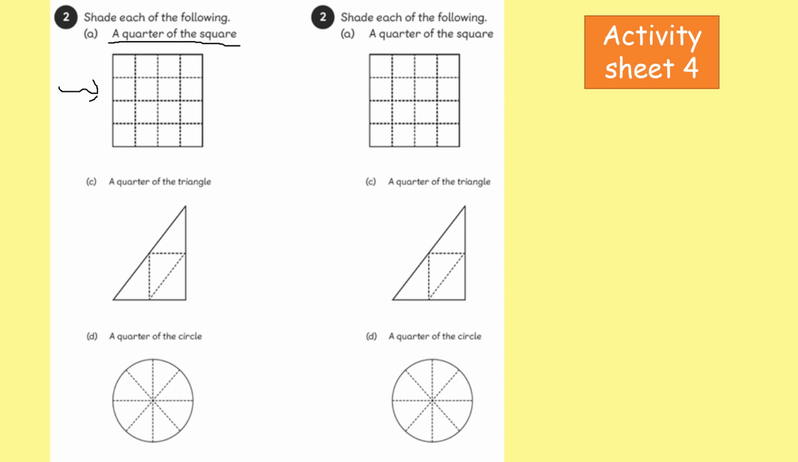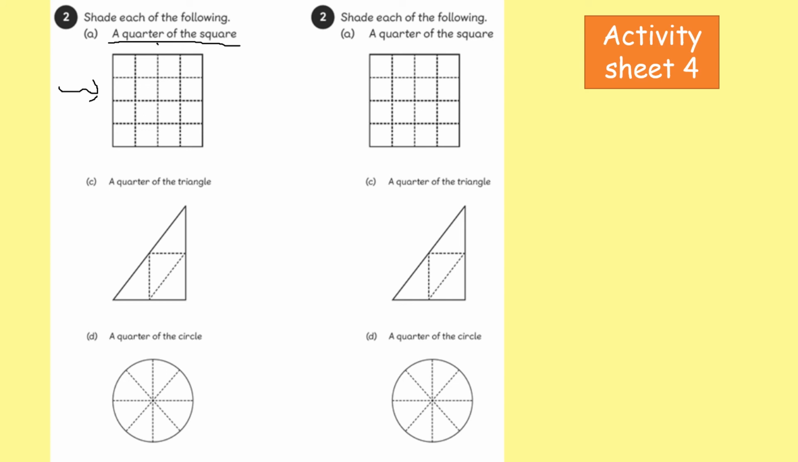If we cut the square into quarters, how many equal pieces does it need to be cut into? It needs to be cut into 4 equal pieces. So before you try and do any colouring or shading, I want you to cut it into 4 equal pieces. How could you cut it into 4 quarters?